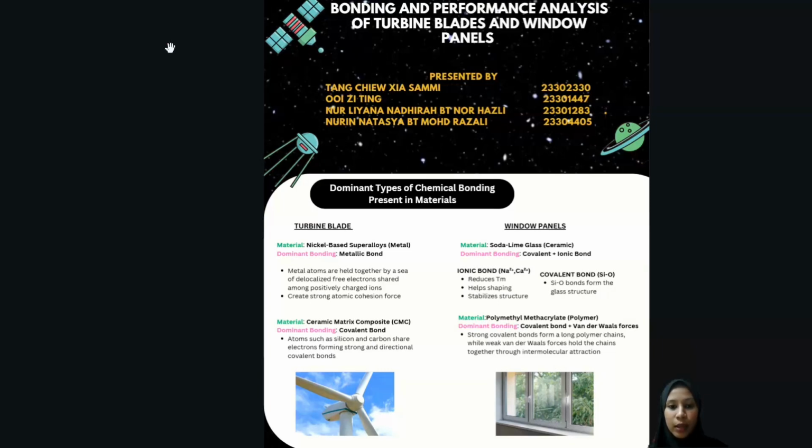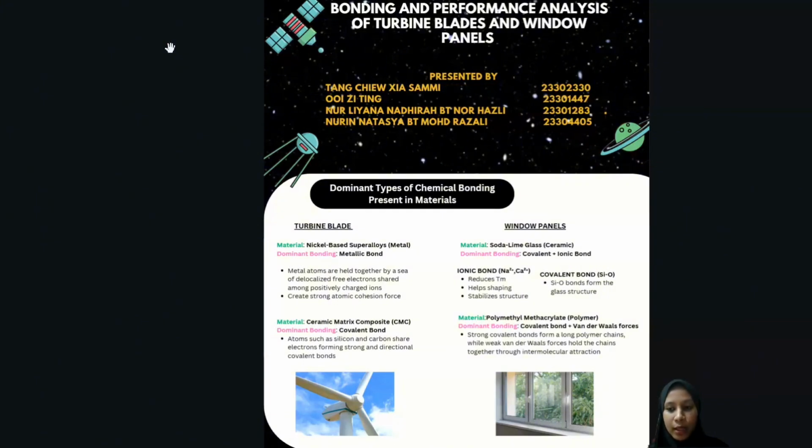Next, the second turbine blade material is the ceramic matrix composite or CMC. The dominant bonding in this material is covalent bonding, with some minor ionic character. Covalent bonding occurs when atoms share electrons, forming strong and directional bonds. In CMCs, these strong bonds provide excellent thermal stability and strength at high temperatures.